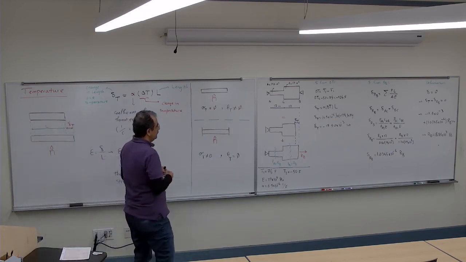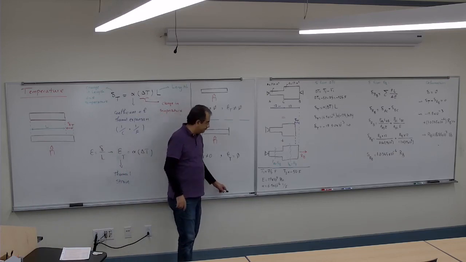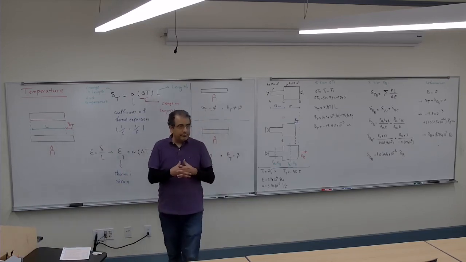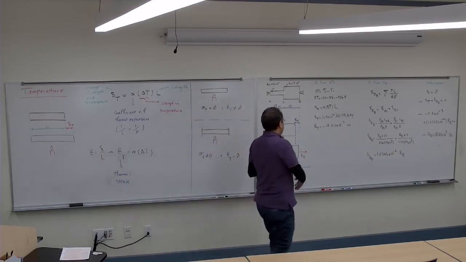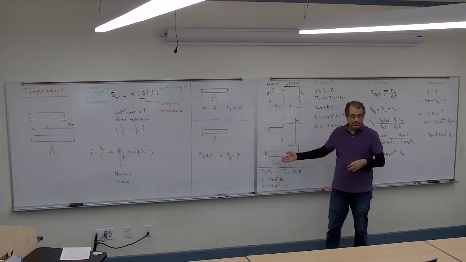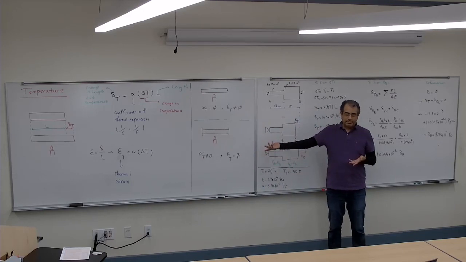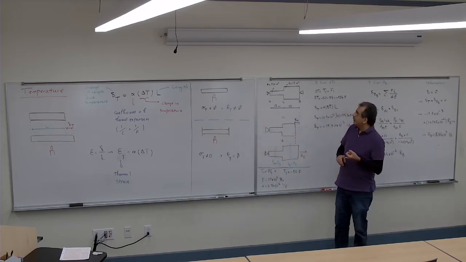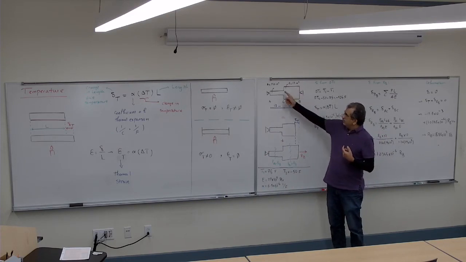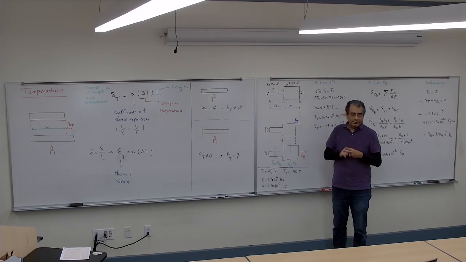So any question up to here? Up to this point, we find the reaction of the support, and if this is the RB, the RA is going to be the same, equal in the other direction. Now we want to find out the stress in each part and the strain in each part.